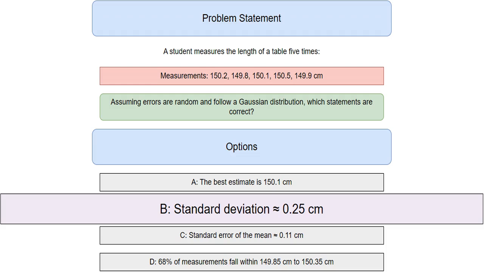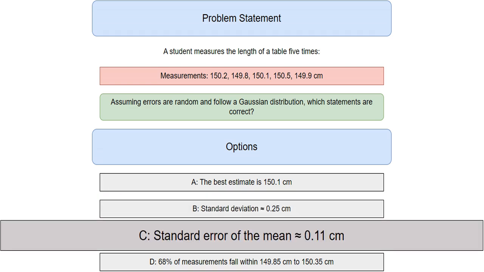It claims that the standard deviation is approximately 0.25 centimeters. The standard error of the mean estimates the precision with which the sample mean represents the population mean. In this option, it's suggested that the standard error of the mean is approximately 0.11 centimeters.